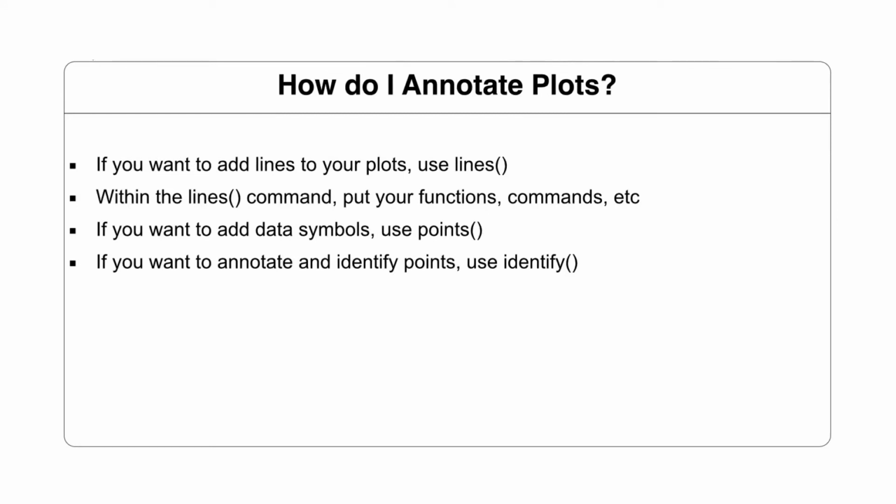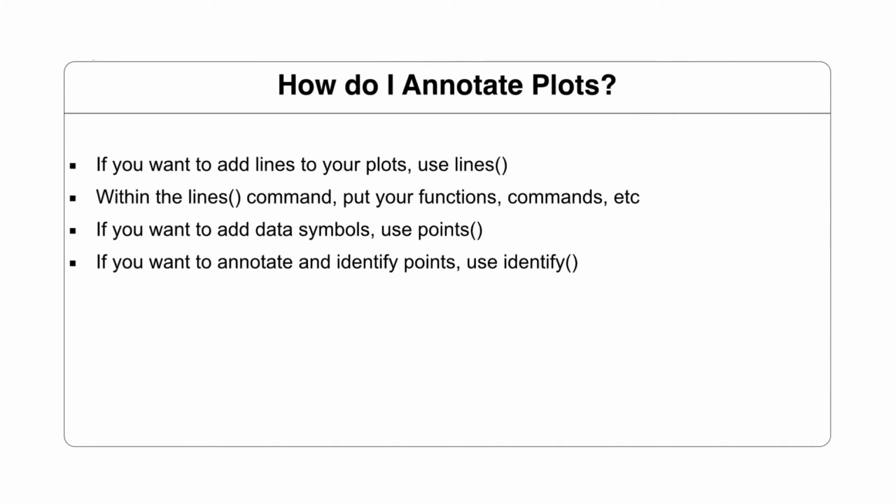The second thing, of course, is that after you have given some high-level plotting commands, you'd like to annotate the plot. So, for example, for adding additional lines to your plots, use what is known as the lines function. Within the lines function, you use some of the other commands for what those lines are going to be. For example, if you wanted to put a density plot next to your histogram, then you put the density function within the lines function, and that's quite possible. If you want to add data symbols, use the function points. If you want to annotate and identify particular points, type identify.